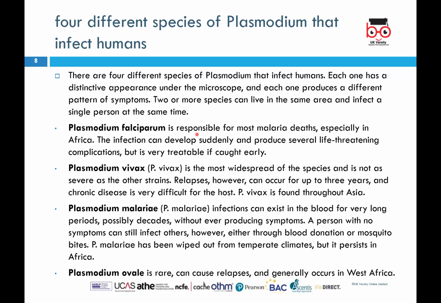Plasmodium malariae has been wiped out from temperate climates, but it still persists in Africa, unfortunately. Plasmodium ovale is rare. It can cause relapses and generally occurs in West Africa. These African countries have a different environment. They are hotter and favorable for mosquitoes to grow. Mosquitoes grow in wet, damp, dark areas because of the natural habitat there.